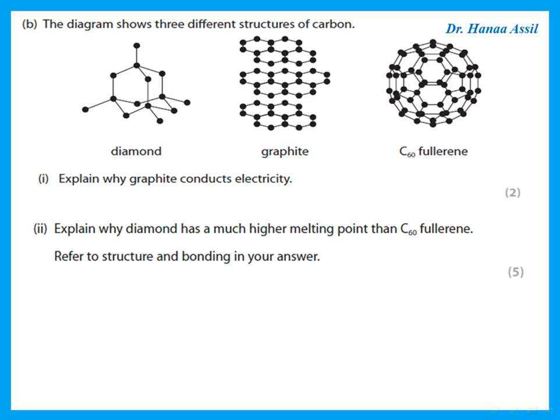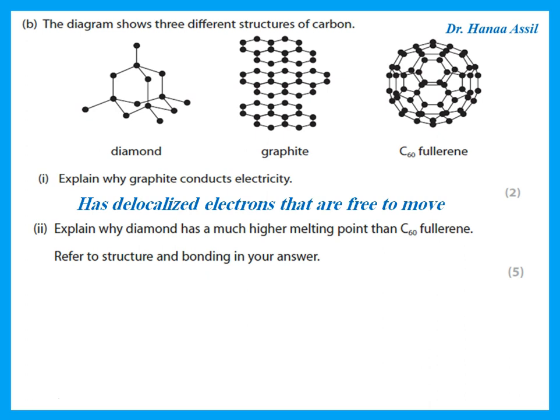The diagram shows 3 different structures of carbon. So we have diamond, graphite, and fullerene. Explain why graphite conducts electricity. Remember that graphite conducts electricity because it has delocalized electrons that are free to move. Now, explain why diamond has a much higher melting point than fullerene.